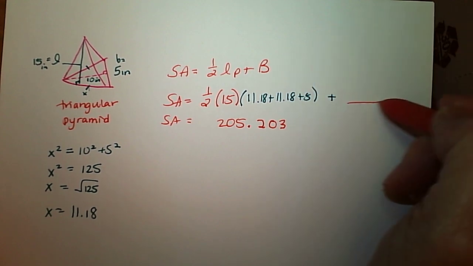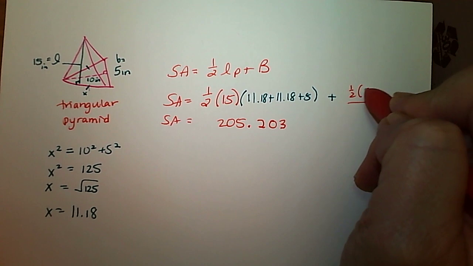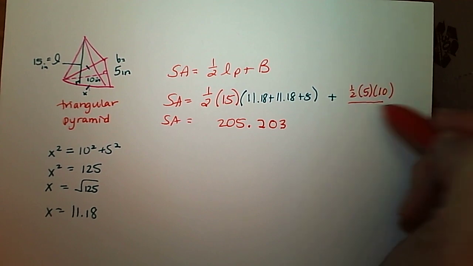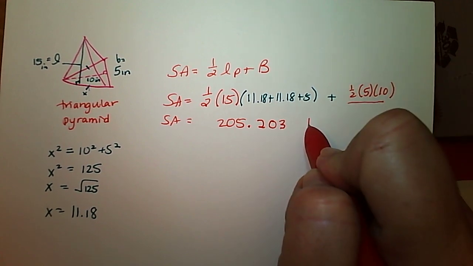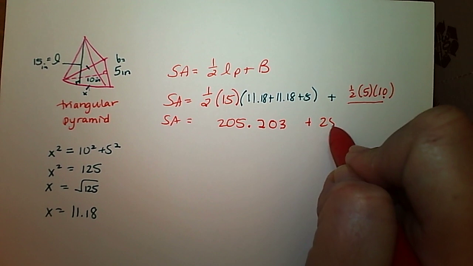Now I didn't do the area of the base yet, so I've got to come back here and do my area of my base. My area of the base is 1/2 times my base times my height. That was easy. I had those two things listed. So it's just 25, because 1/2 of 10 is 5, and 5 times 5 is 25.